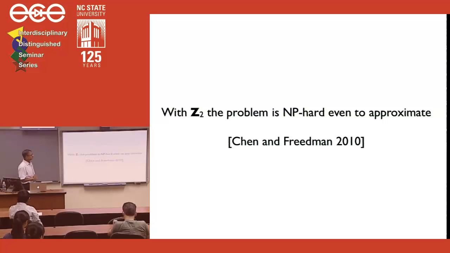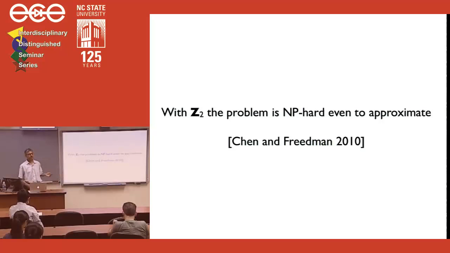So that's Z2 homology, and what Chao Chen and Freedman, his advisor, showed. It was shown in maybe 2008 or 9, but finally published in SODA in 2010. They showed that in Z2, this problem is NP-hard even to approximate to within any constant factor. So if you want to even find an approximately optimal thing, you can't do it.